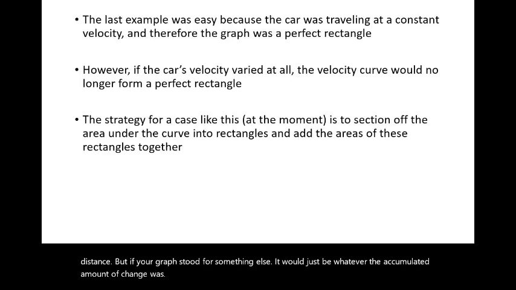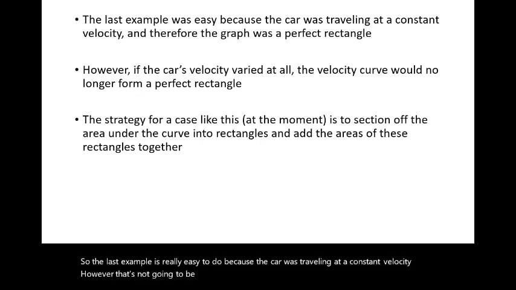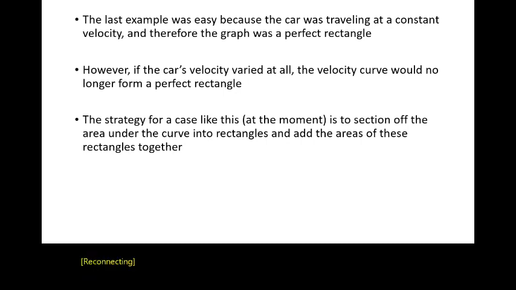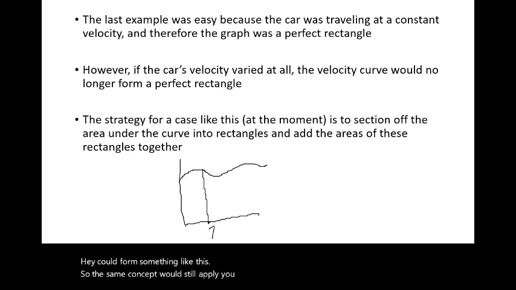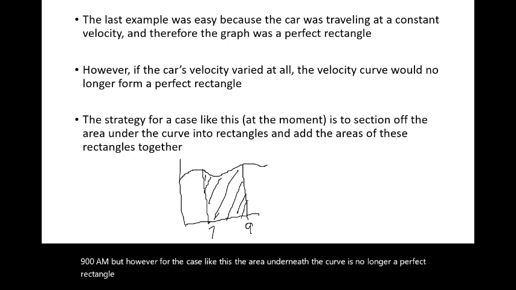The last example is really easy to do because the car was traveling at a constant velocity. However, that's not going to be the case for most real-life situations. If the velocity varies at all, the velocity curve is no longer going to form a rectangle. It could form something like this. The same concept would still apply. You would still section off the area between 7 a.m. and 9 a.m. But for a case like this, the area underneath the curve is no longer a perfect rectangle, so it's not going to be as easy to find.